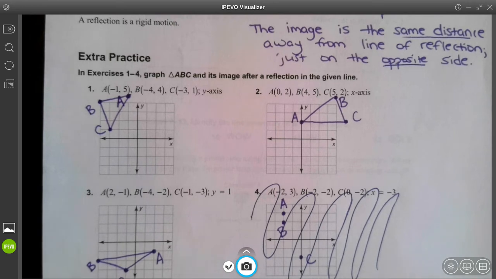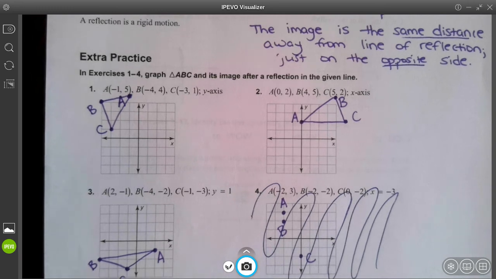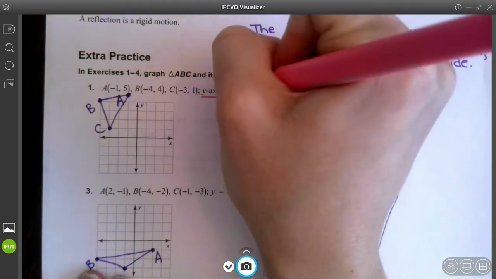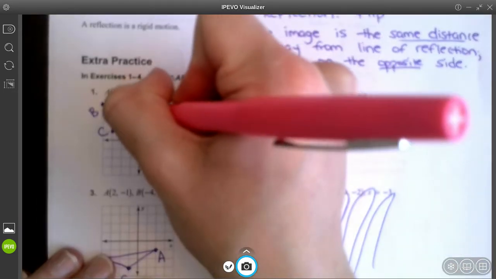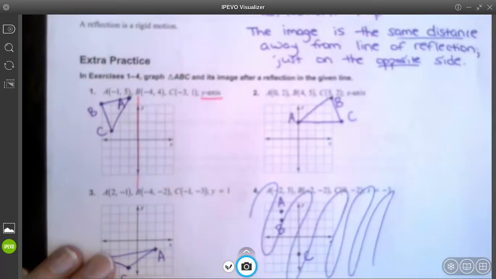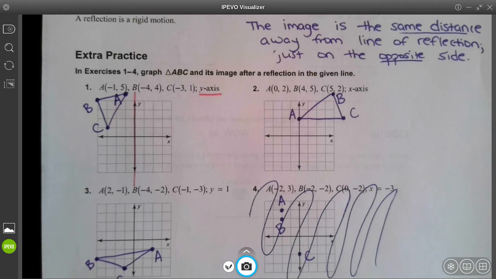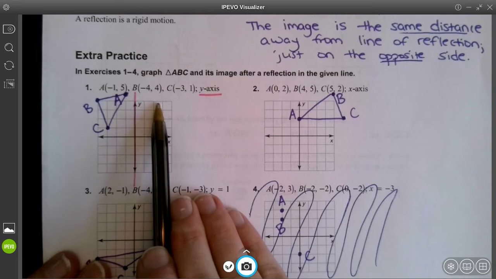Okay. All right, in number 1, we're going to reflect triangle ABC across the y-axis. So what I like to do is I always like to highlight my line of reflection. So the y-axis, remember, is this axis on my graph. Okay. So this triangle is going to flip across the y-axis. So when we're done, we should expect the new image will be somewhere over here.